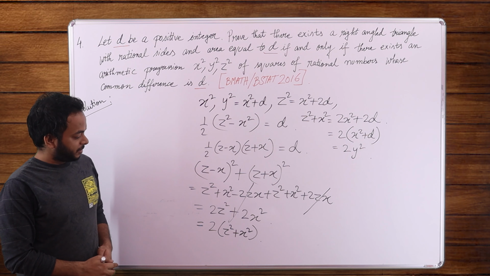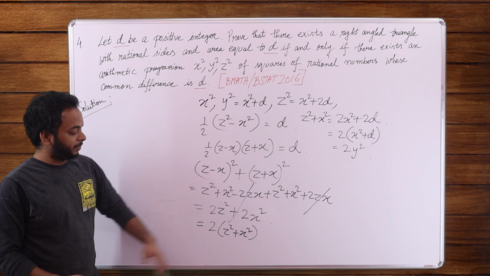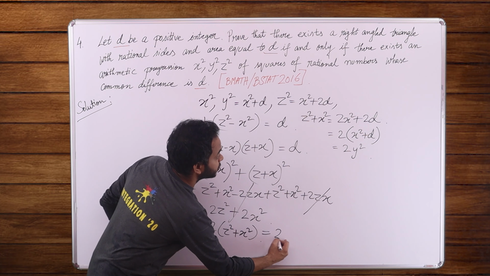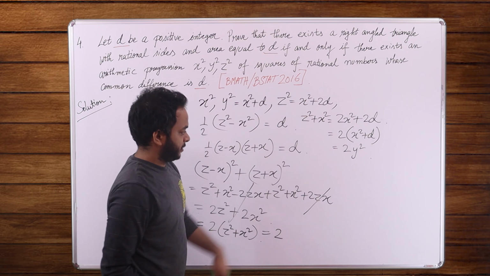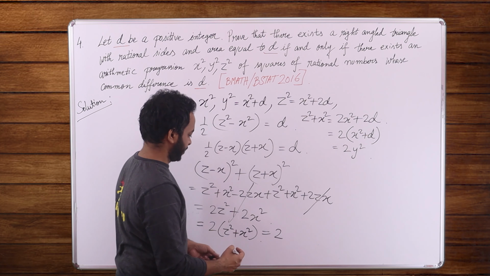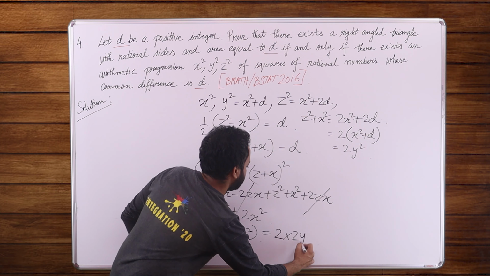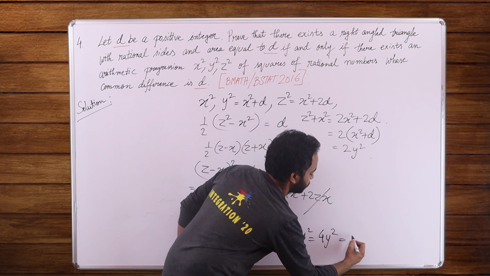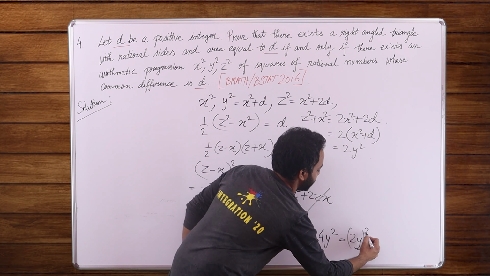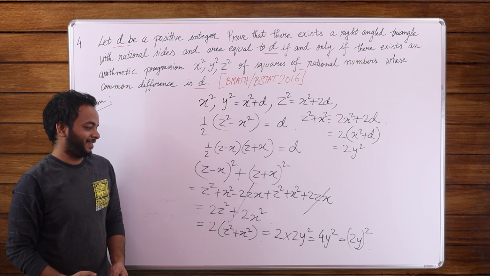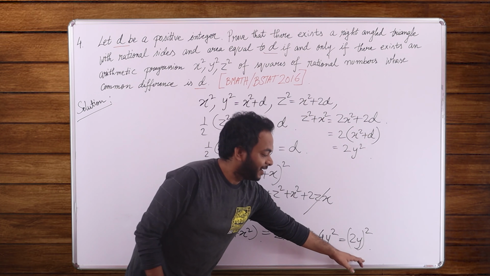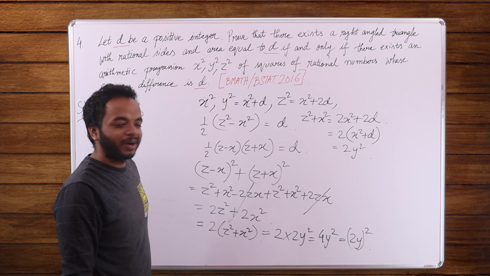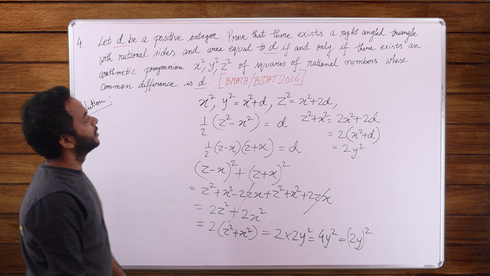Fine. And so z square plus x square is equal to 2 times 2y square, which is equal to 4y square, and this is equal to 2y whole square. You see, we have the other, that is the hypotenuse, is coming out to be 2y, which is rational.